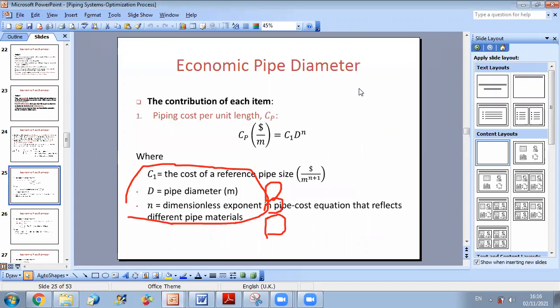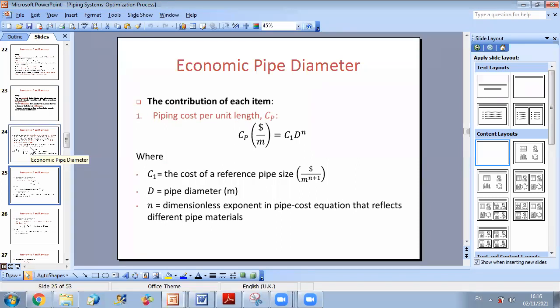Now, what about other costs? So this is the cost to be able to set up the system. تقدر جيب السيستم, أخذت لون, حطيت السيستم, and now what I want to do is to find other costs that I have. So I have first the piping cost per unit length. Okay, the piping cost per unit length is in dollars per meter of piping system, and is calculated as C1 times D to the power n.